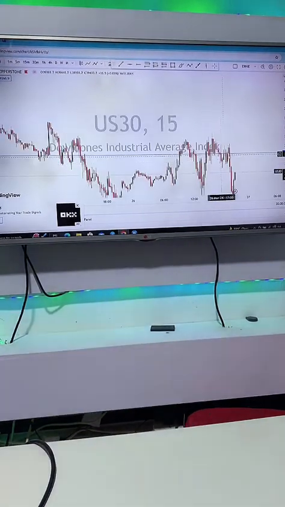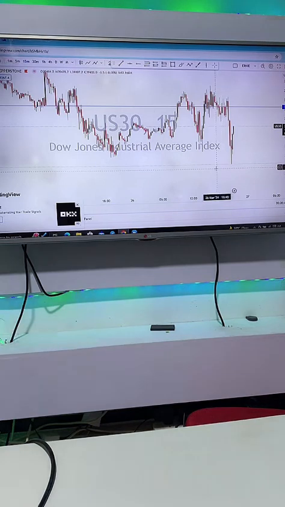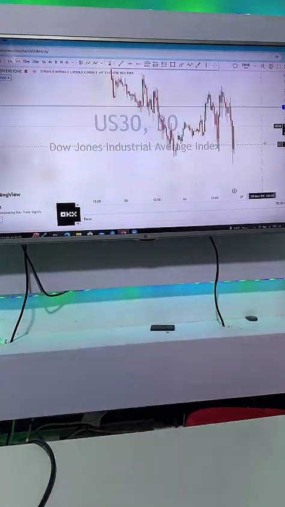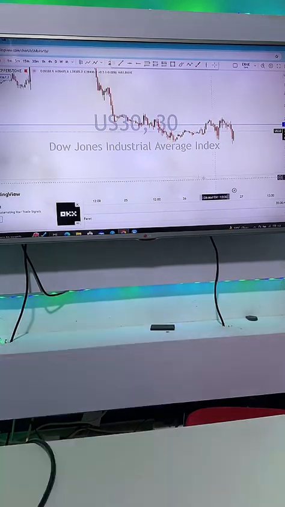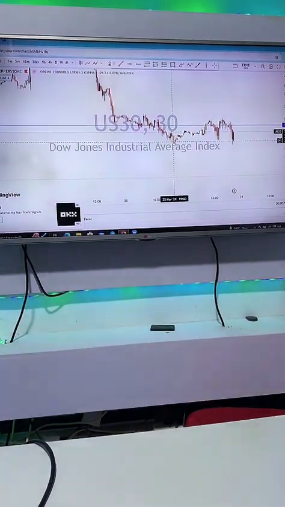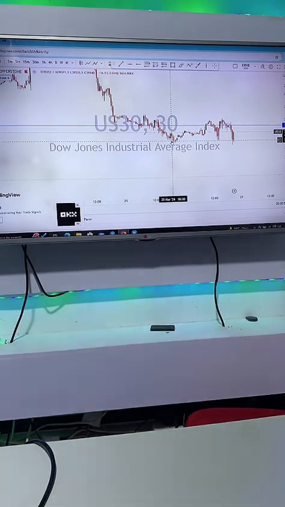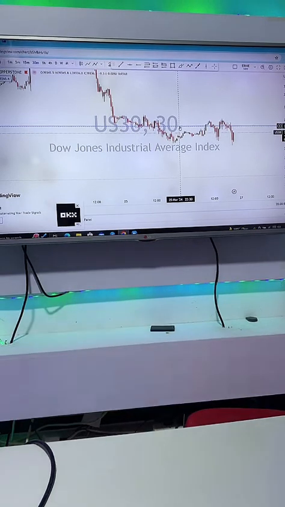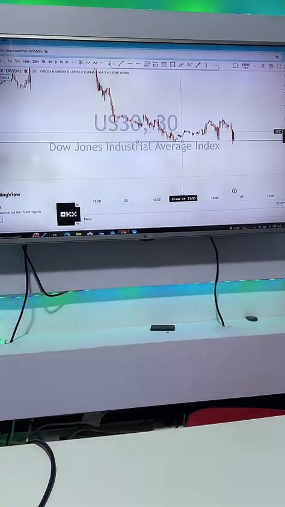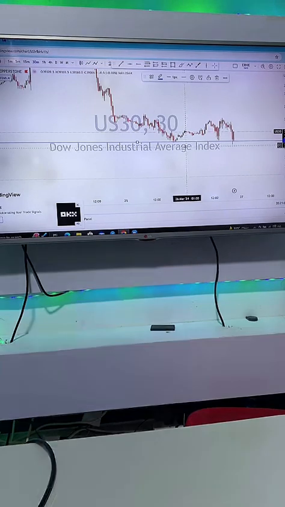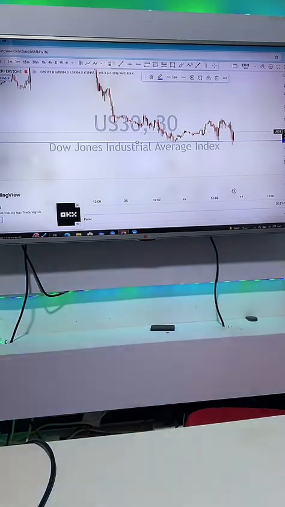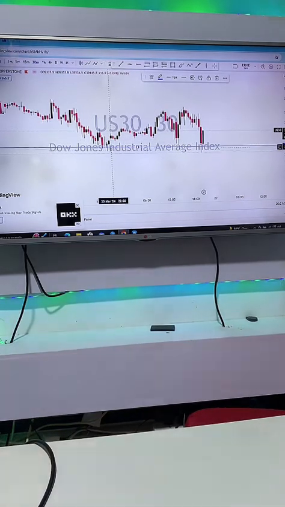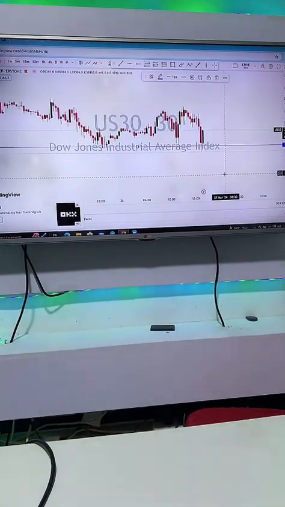Okay, so US 30, whoa, when was that? Amazing. I was waiting in the morning, waiting for it to test this level so I could buy. I was waiting here, and it never came until I was done for the day, and now it has come nicely, and look at it, it's pushing up.